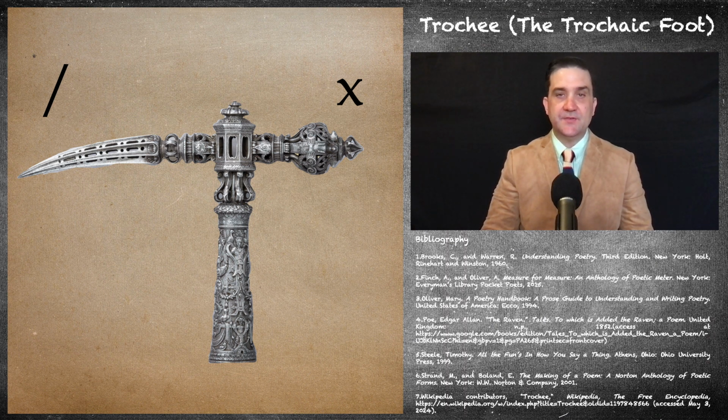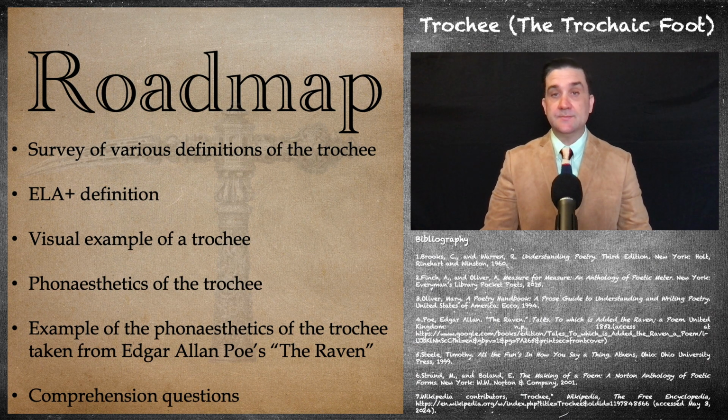In today's video lesson, we're going to learn a little something about the metrical foot we call the trochee. We'll begin the video lesson by looking at some definitions of the trochee provided by well-regarded poetry reference books and also some online sources. We'll use these to develop our own definition of the term. After that, we'll take a look at what the trochee looks like visually, and we'll follow that up with a brief discussion of the phonaesthetics of the trochee, using as an example of trochaic verse a certain poem by one Edgar Allan Poe. Finally, we'll conclude everything with some comprehension questions.